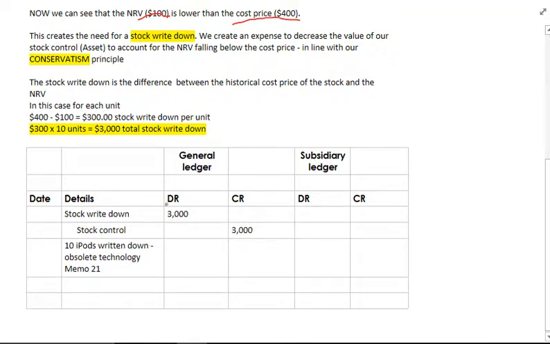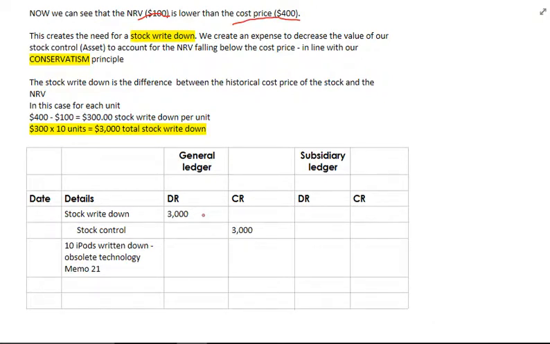You can see in the general ledger here how we record it. It's quite an easy one. There's only 2 entries. Create the expense of stock write-down with a debit for that total amount of $3,000, 10 units times $300 each, and then we credit our stock control to decrease that asset by the same amount. Remember, our debits must equal our credits. The narration, again, is fairly simple. We're just explaining what's happening: 10 iPods written down, obsolete technology, memo 21. So the memo is the verifiable evidence, the source document, to explain why the stock write-down is happening.